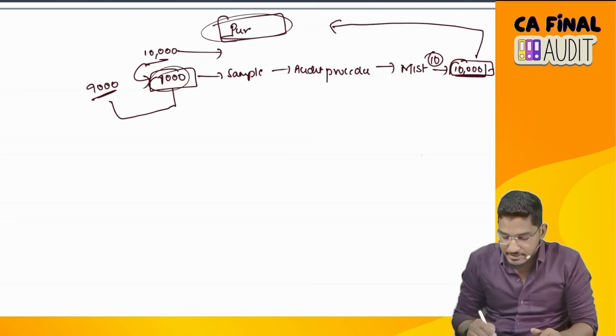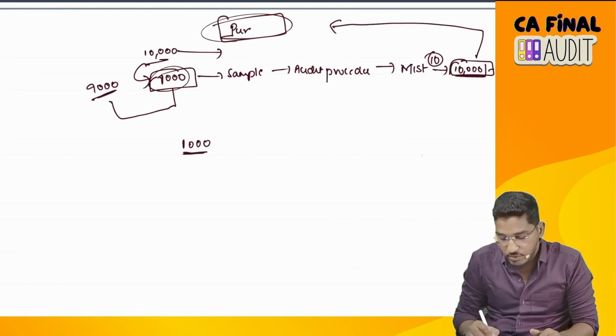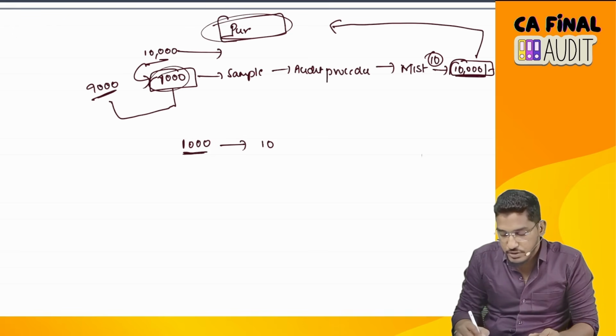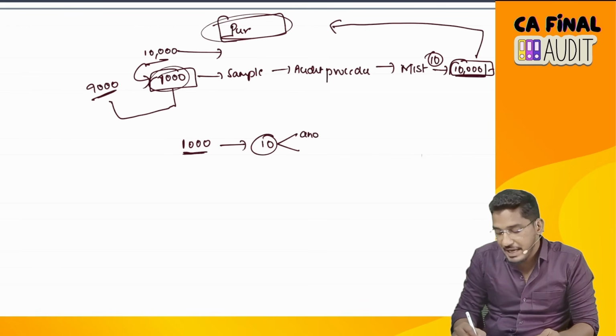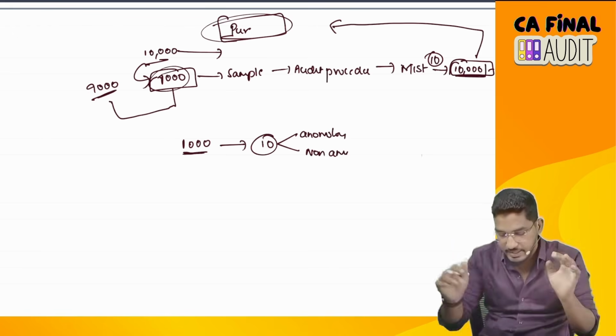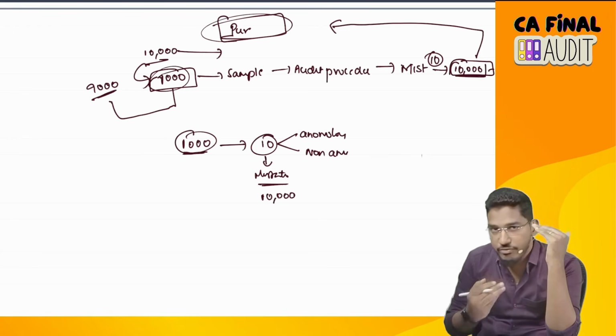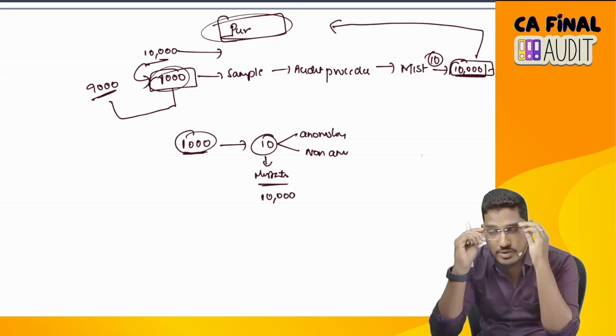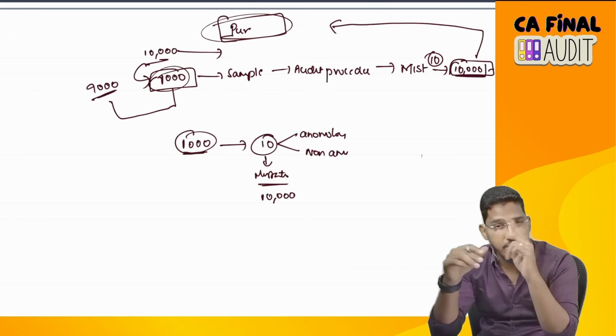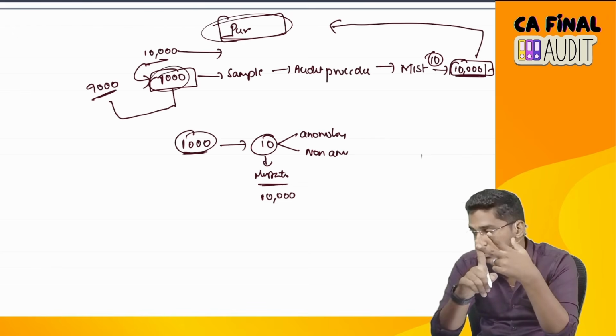And sometimes what will happen is, say I have verified the 1,000 sample and in that I found 10 misstatements, with a total value of 10,000. Before making the projection, you should divide the misstatements you have identified into two categories: anomalous misstatement and non-anomalous misstatement, as the standard will ask you to do.